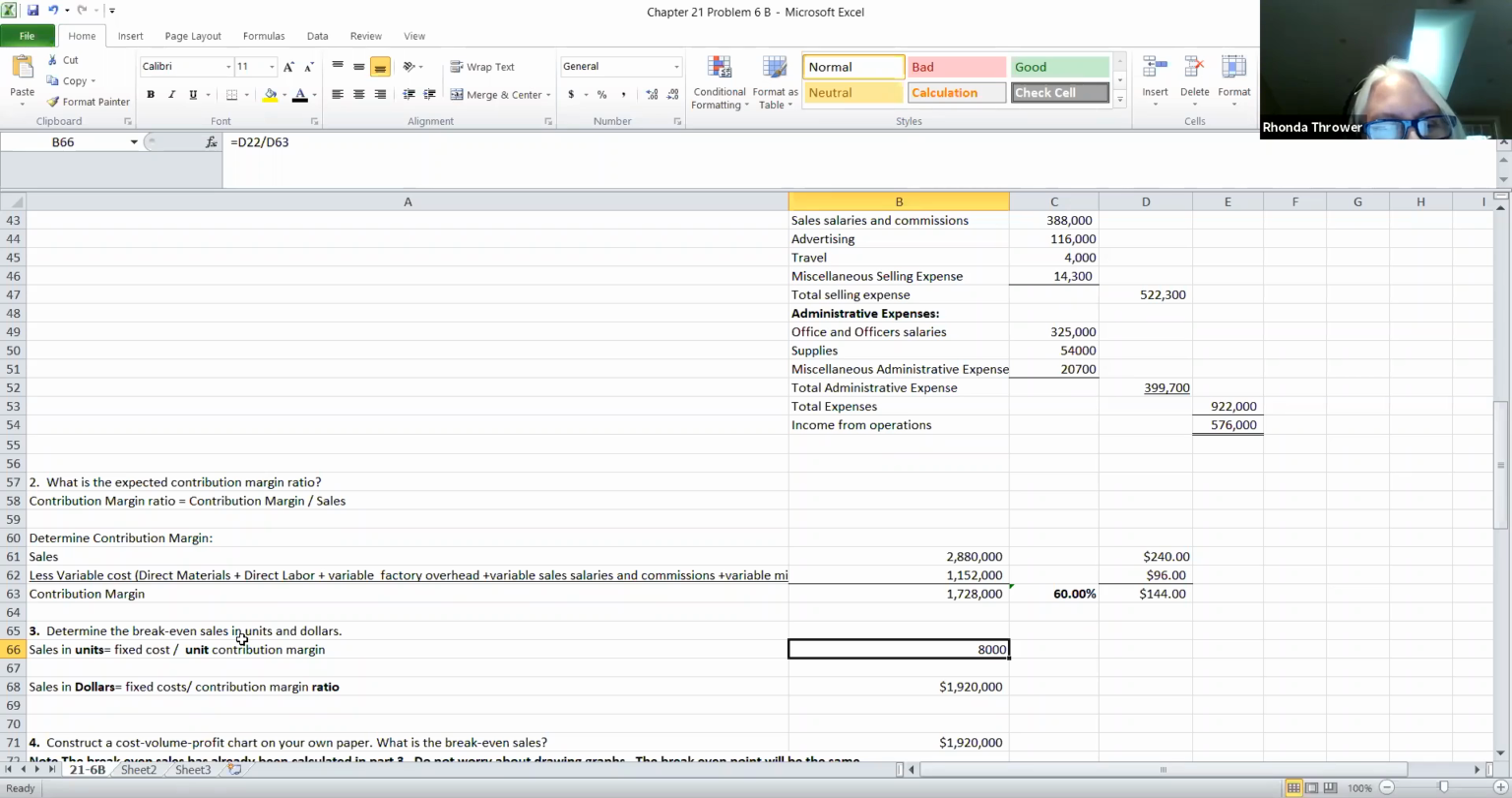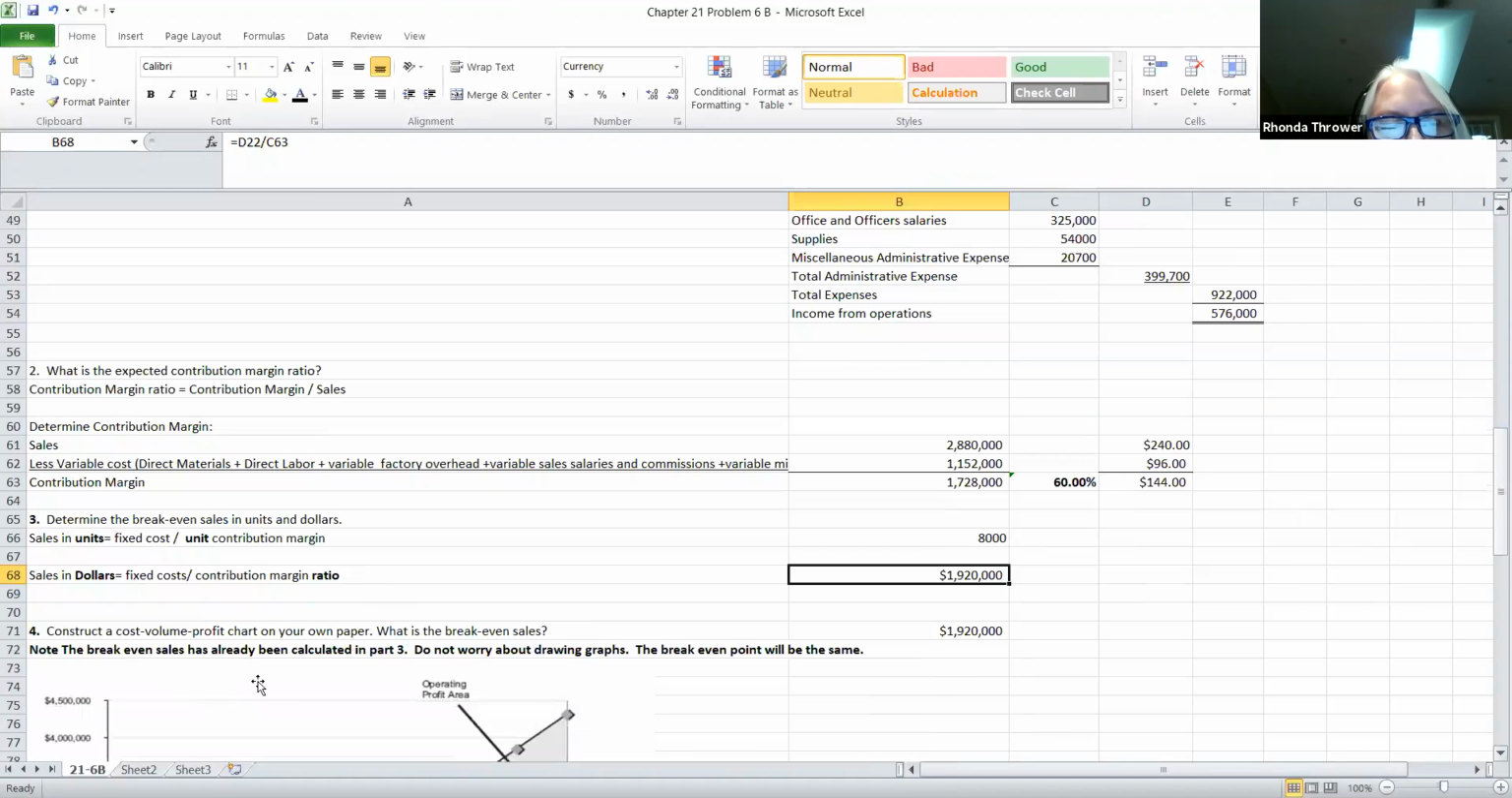They also wanted you to find the break-even sales in dollars. And this is the break-even sales in dollars formula that we've got here. It's still fixed cost, same fixed cost that we used before, but this time we're going to divide it by the contribution margin ratio. Remember, that was 60%. So your fixed cost divided by 60% will give you your break-even sales in dollars. The break-even sales in dollars is $1,920,000. So that was the answer to the second part of part 3.